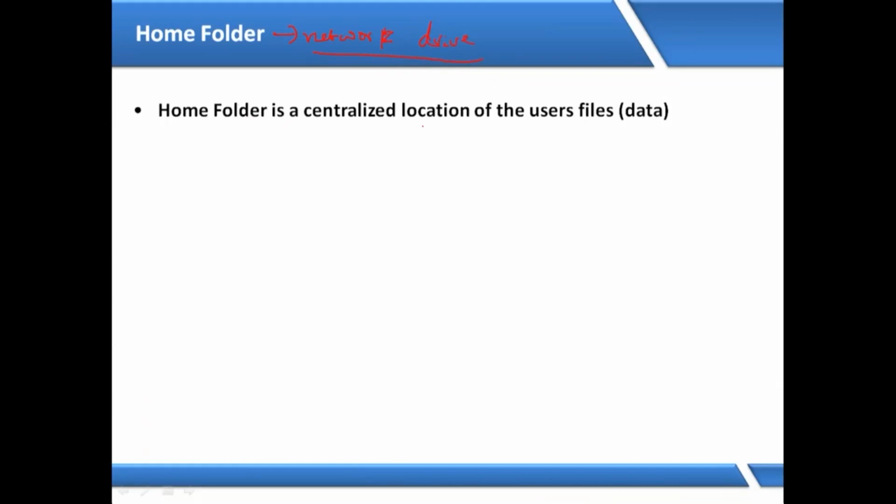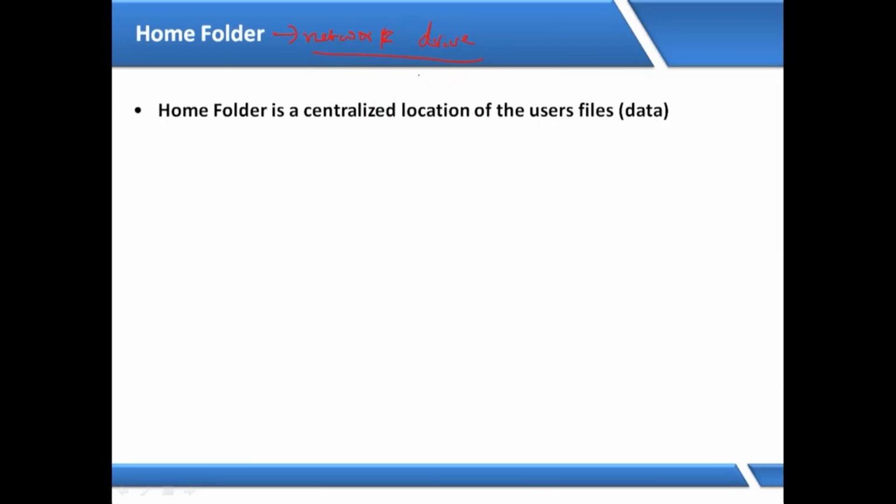Why? Home folder is a centralized location where all users' data will be stored. So in the home folder, we'll create one home folder, just like a normal share folder, and we'll link this share folder to one drive. We have seen a few days back when we created the share folder. A share folder can be accessed by drive letter also, but the drive letter, the user himself has to create. But in the home folder, the user does not need to create the drive.